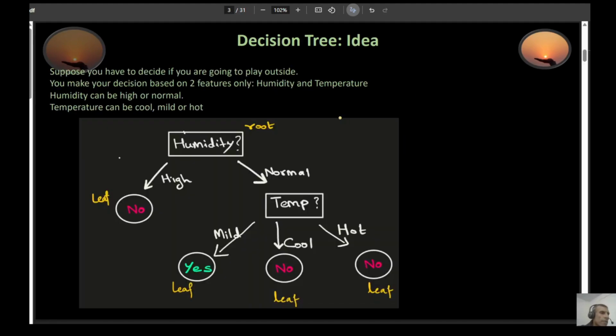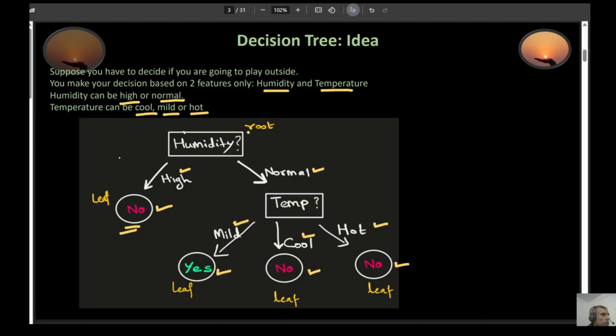Now, let's take a look at some examples of decision trees that we use in our day-to-day life. Suppose you have to decide whether you're going to play outside or not, and you decide based on two features: humidity and temperature. Humidity can be high or normal. Temperature can be cool, mild, or hot. So you ask yourself a series of questions. How's the humidity? If it's high, then you are not going to play outside. The answer is no. If the humidity is normal, then you ask, what is the temperature? If the temperature is mild, then you say, yes, I will play. If the temperature is cool, you say, nope, I'm not going to play. If the temperature is hot, you say, no, I'm not playing.